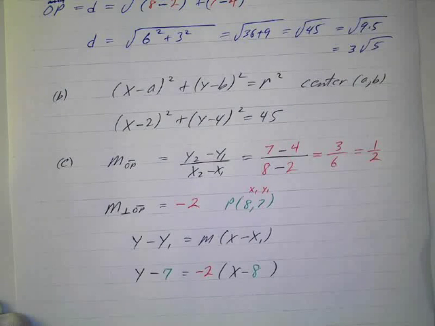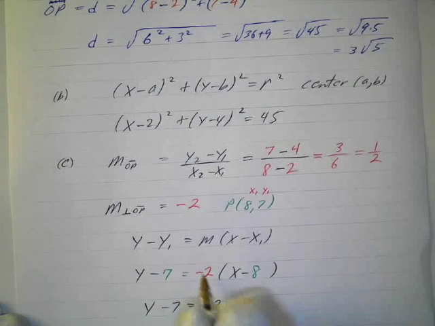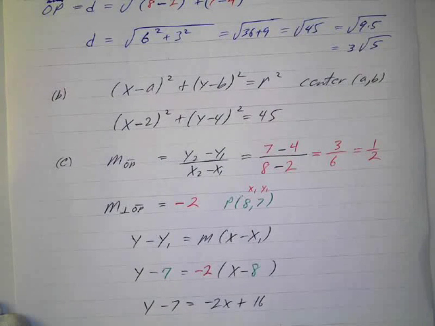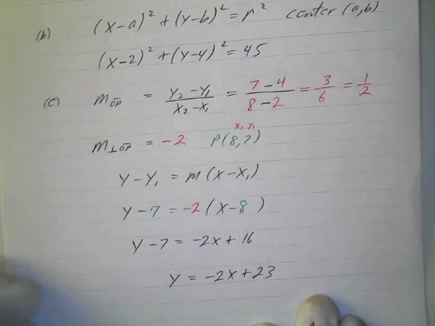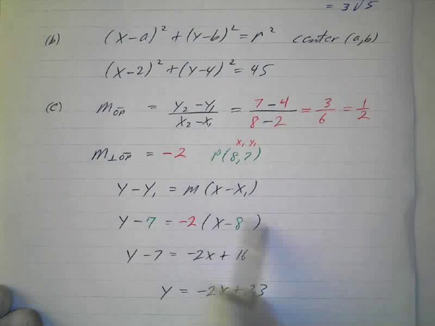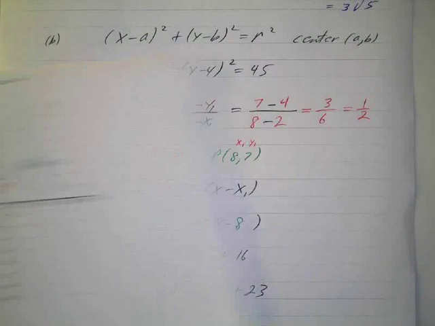That's an equation of the line. If we want to simplify it, we could simplify it. We could say y minus 7 equals negative 2x plus 16, and then add 7 to both sides, so we would get y equals negative 2x plus 23. There we go. So that would also be in the y form. But this is fine. Once you have it like that, that's good to go. So that's the equation of the line that's tangent to the circle O. So that's the equation of this line here.